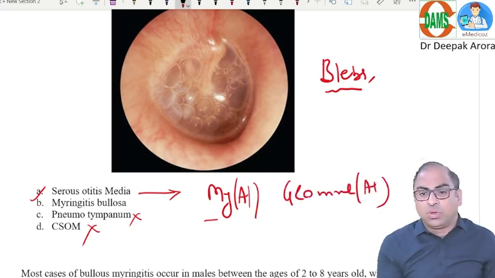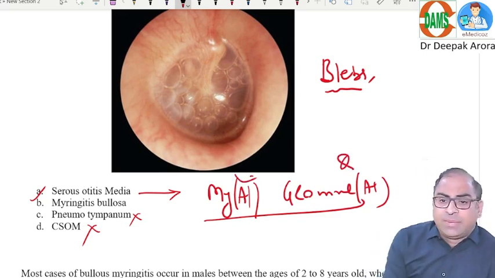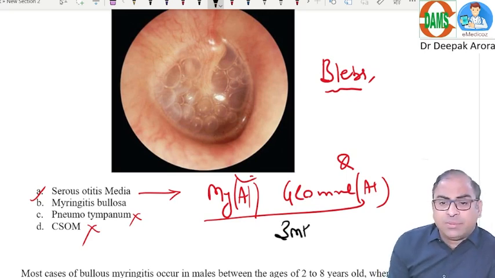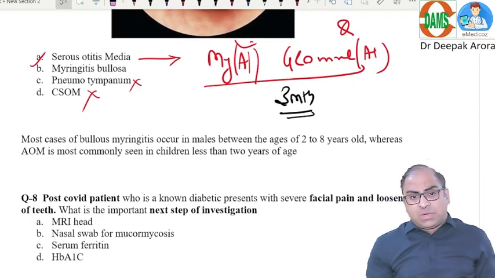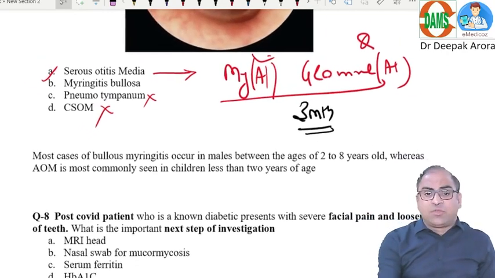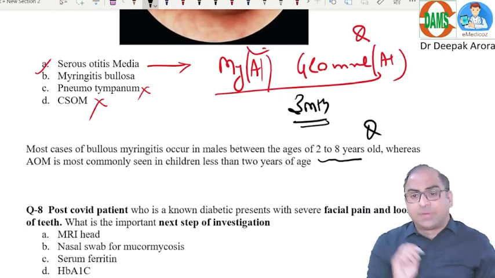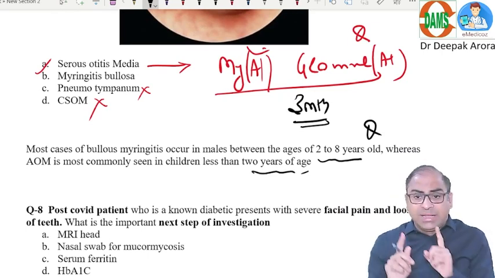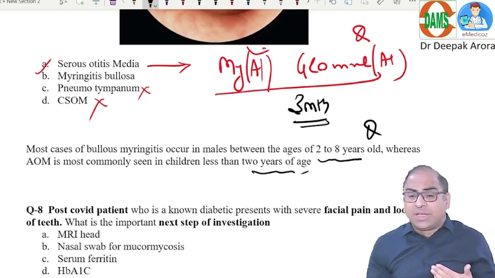So these are the two important expected MCQs in the upcoming INICET examination. Myringotomy with grommet, and after how many months do we go for grommet? After 3 months of treatment failure. Very important MCQ. Clear? Now I want to give you one important statement. Most cases of myringitis bullosa are somewhere between the age of 2 to 8 years, while SOM is typically seen in those less than 2 years. Again, exceptions are there. Serous otitis media can be seen beyond the age of 2 years.